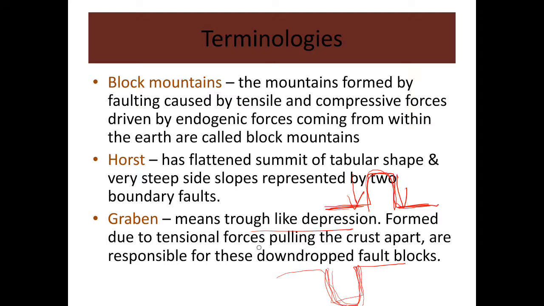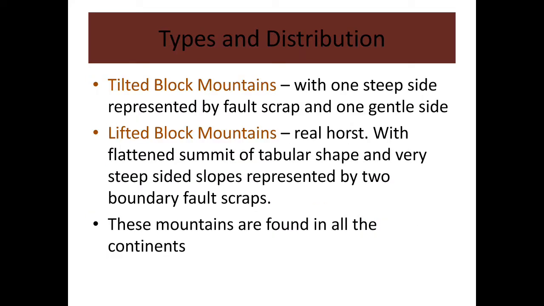This is a depression formed due to tensional forces pulling the crust apart, responsible for these down-dropped fault blocks. So this is a down-dropped, subsided region. This is a graben, and a graben is a small form of rift valley. Types and distribution: tilted block mountains have one steep side and the other side gentle. This is a steep side, this side is a gentle slope, represented by a fault scarp and one gentle side.